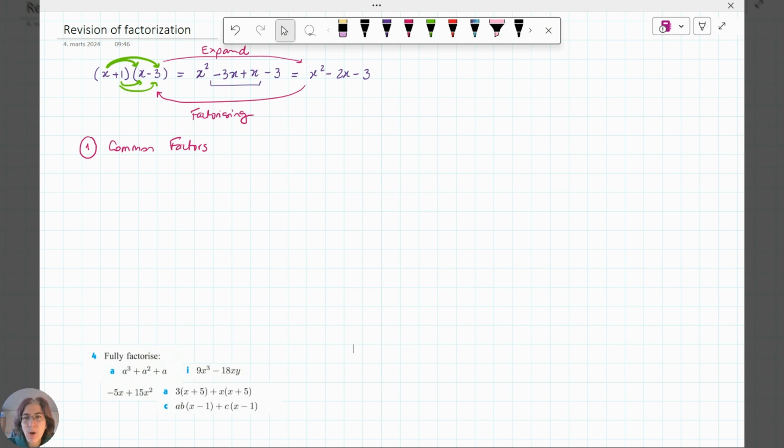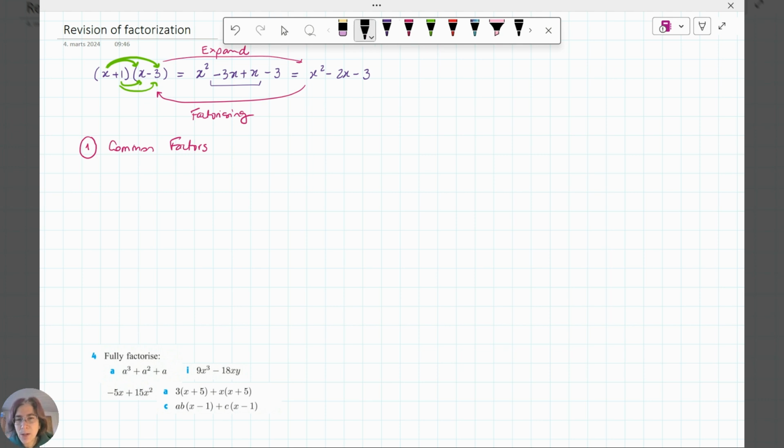We want now to focus on the opposite process. Given an expression like x squared minus 2x minus 3, we want to be able to factorize it. So we want to write it as a product of factors or as a product of algebraic expressions. We're going to do this in different ways. The first way is that we're going to look for common factors.